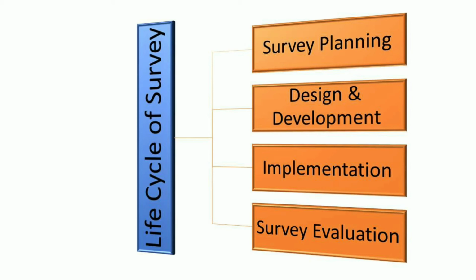Every step must first be planned, then designed, developed, implemented, and ultimately evaluated. So how are these steps implemented? Execution of a survey can be described as a life cycle with four phases. The first phase is survey planning, during which the survey objectives, methodology, budget, and schedule of activities are established.